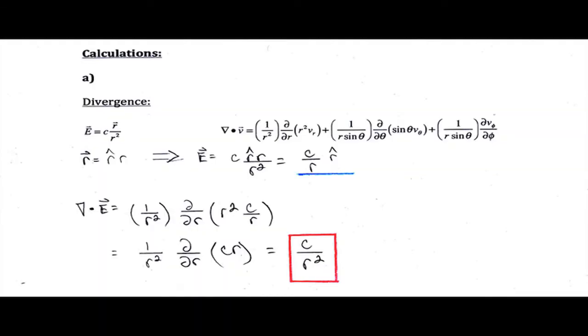To solve for the divergence in part A, we're going to look at the formula. We're going to substitute in r hat times r for r vector, and that will give us our r hat component to use in this formula. There's no theta and no phi, so we don't have to worry about that. Once we plug it in, you can see that we end up with C over R squared as the final answer for the divergence.